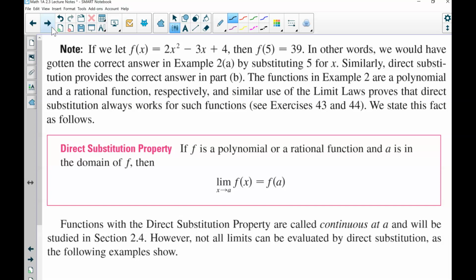Okay, so we state this fact as follows. Direct substitution property: if f is a polynomial or a rational function, and a is in the domain of f, then the limit as x approaches a of f of x is equal to f of a, meaning that we can use direct substitution if it's a polynomial or a rational function. Now, functions with the direct substitution property are called continuous at a, and they'll be covered more in section 2.4. However, not all limits can be evaluated by direct substitution, as some of the examples that we're going to see soon.